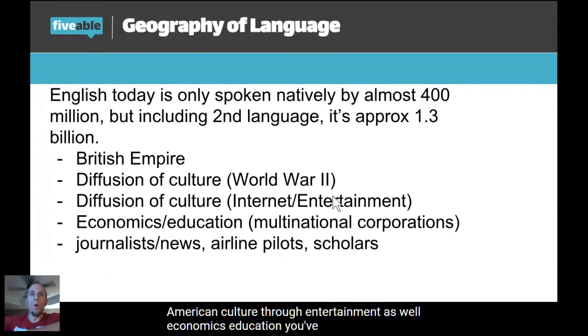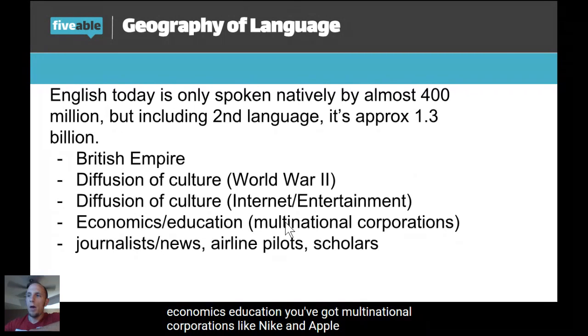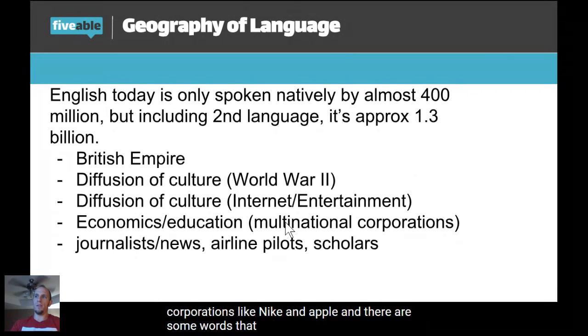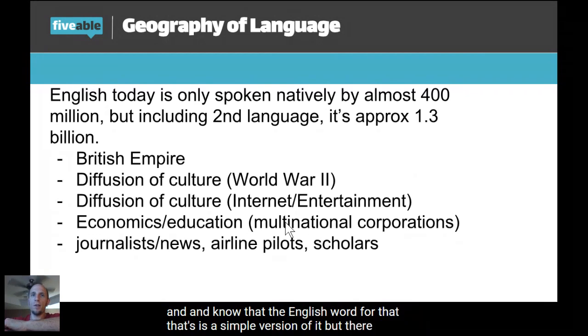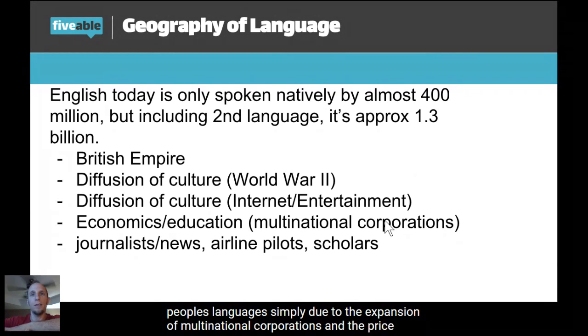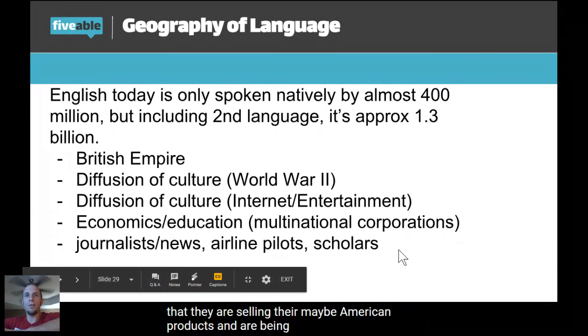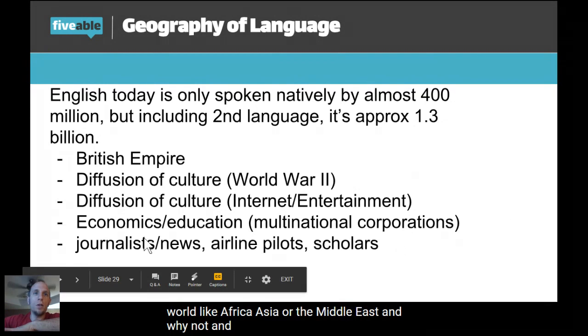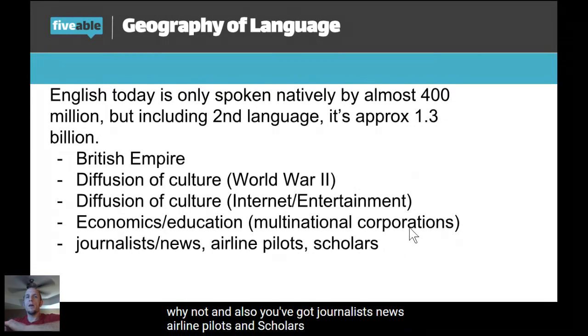Economics and education: you've got multinational corporations like Nike and Apple. And there are some words that just don't change. When people talk about Apple, they literally call it Apple in other parts of the world, right? Well, they might think about what an apple is, learn about an apple being a fruit, and know the English word for that. That's just a simple version of it. But there are so many different words that make their way into other people's languages simply due to the expansion of multinational corporations and the products that they are selling. They're maybe American products being sold in other places of the world like Africa, Asia, or the Middle East. And also you've got journalists, news, airline pilots, and scholars.